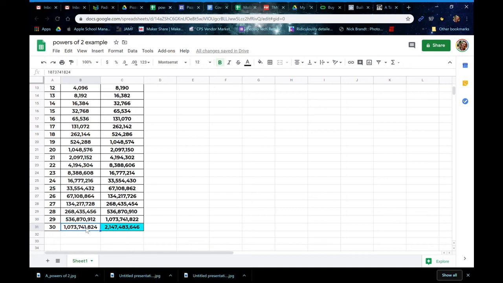Now, if we wanted to get the total number of people that were infected, you'd have to add all of these numbers in this column right here. And then you get this right here: 2,147,483,646.